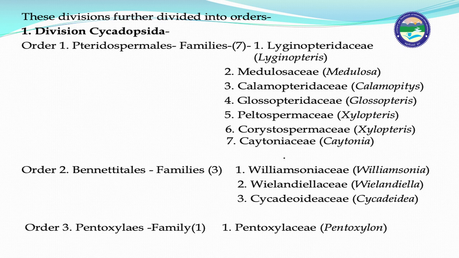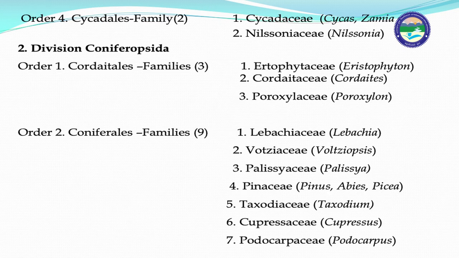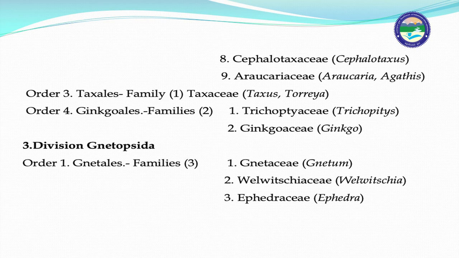Here, the division Cycadopsida contains order Pteridospermales, which has seven families. Then the order Bennettitales, which contains three families, and the order Pentoxylales, which contains only one family, that is Pentoxylaceae, and the last order Cycadales contains two families. Then the division Coniferopsida contains orders like Cordaitales, which includes three families. Then order Coniferales, which includes nine families. And then order Taxales, which includes only a single family, that is Taxaceae. And the last order Ginkgoales contains two families.